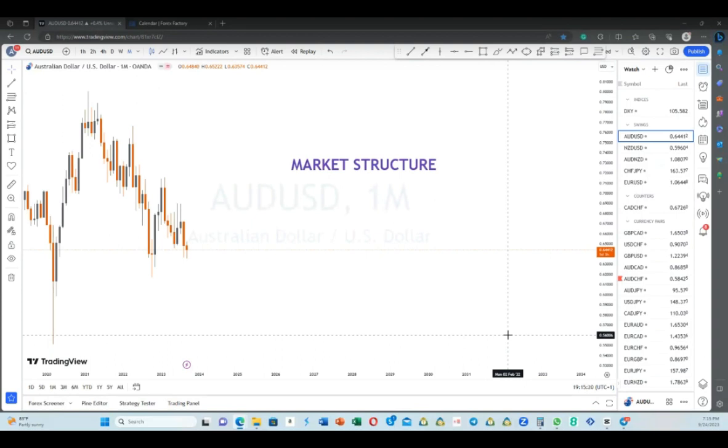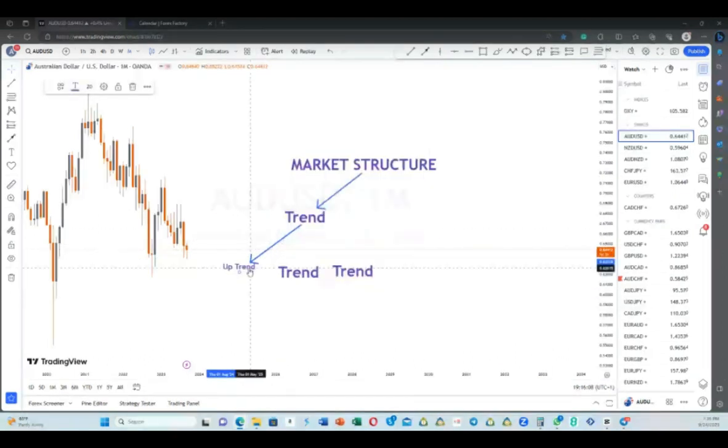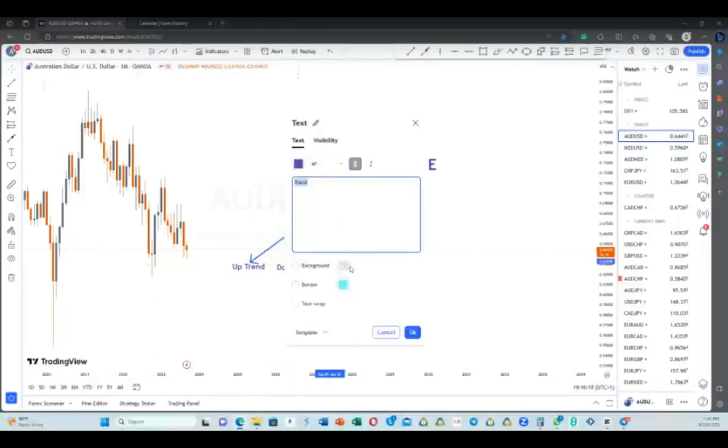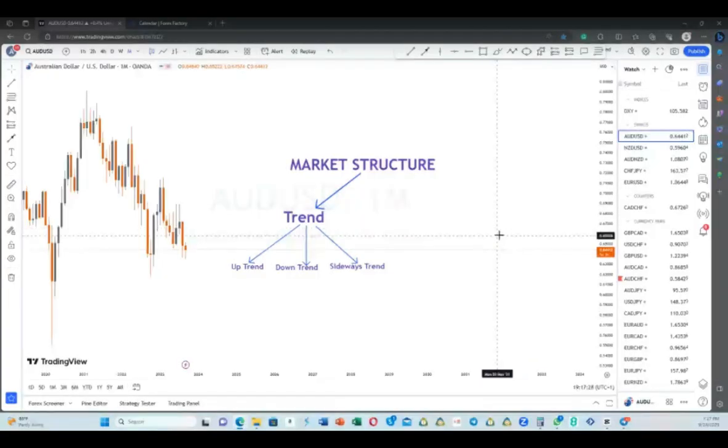Under market structure, we have the trend, and under trend, they are divided into three. We have what we call the uptrend, we have the downtrend, then we have the sideways trend. There are things that are tradable, there are things that are not tradable. This is trend, the first aspect of market structure, and that's what we're going to be looking at majorly today.